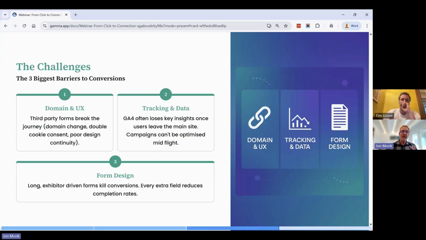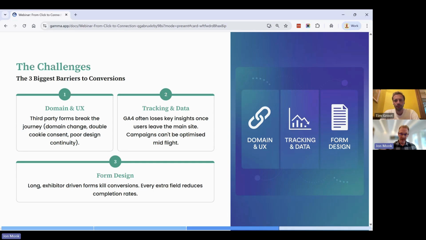So there's three main challenges which we're going to be talking about and discussing today. You'll be pleased to hear it's not going to be death by PowerPoint. It's very much going to be a chat between myself and Tim, around these primary topics. Firstly, the domain, i.e. where the registration sits, and that user experience, taking people from the website onto registration and then beyond.